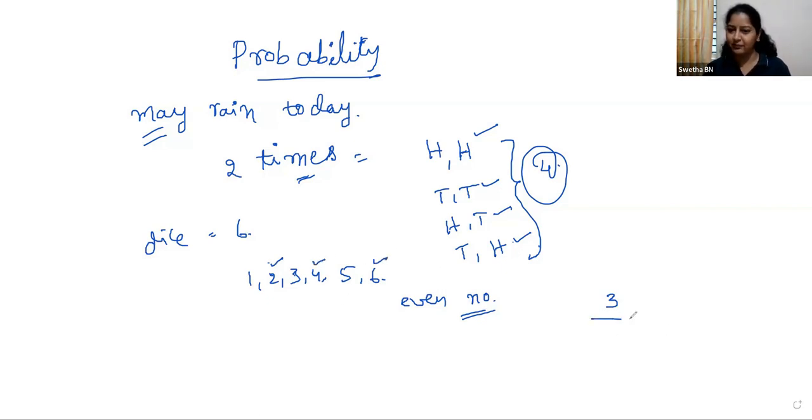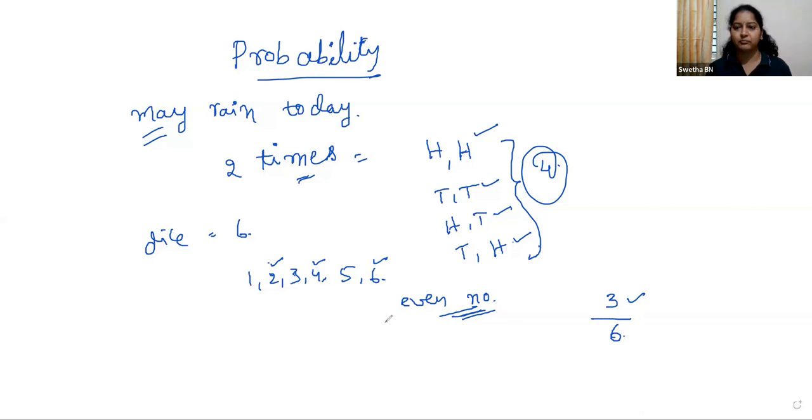You said 3. But what do you have to write in the denominator? Total six outcomes, right? So total outcomes is 6, and favorable outcomes is 3. We are asking only even numbers, that is favorable outcomes. Okay.